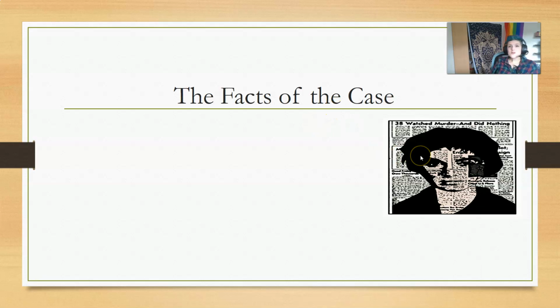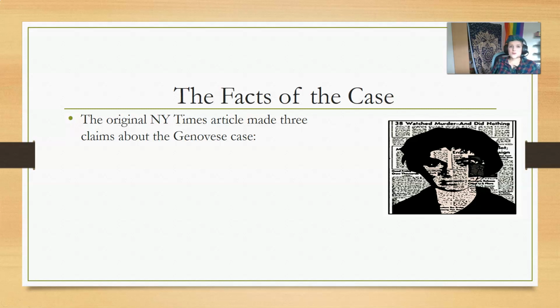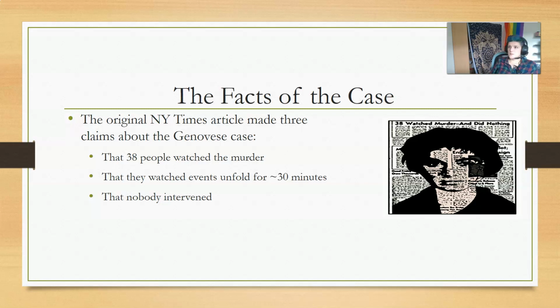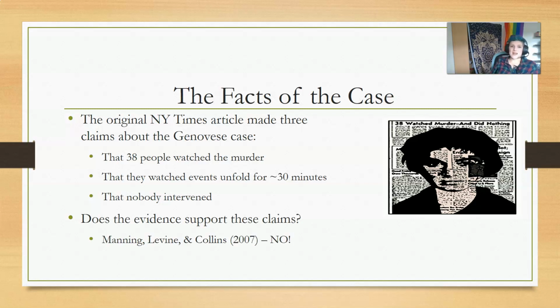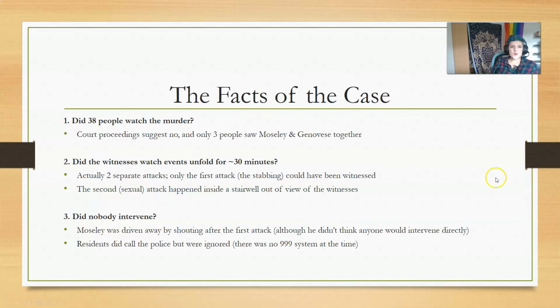However, let's also consider the facts of the case. The New York Times article made 3 claims about the Genovese case. 38 people watched the murder, and they watched it unfold for 30 minutes, and nobody intervened. However, the evidence doesn't support this claim. Court proceedings suggest that only 3 people saw Mosley and Genovese together. So, although it was thought that 38 people were watching and they had the ability to watch, only 3 people actually saw Genovese and her murderer together.